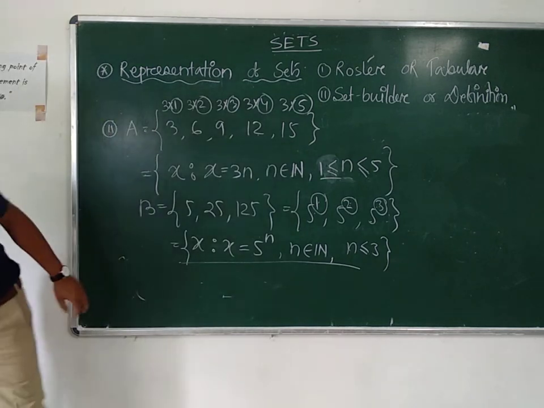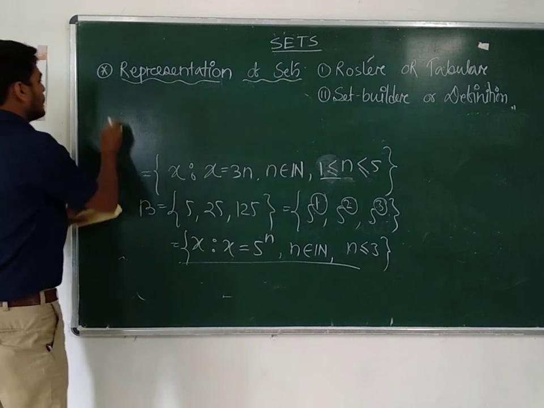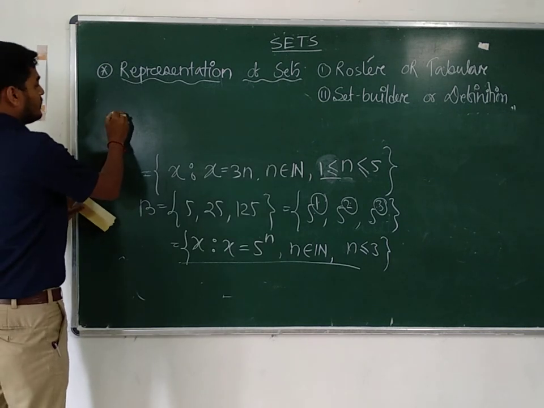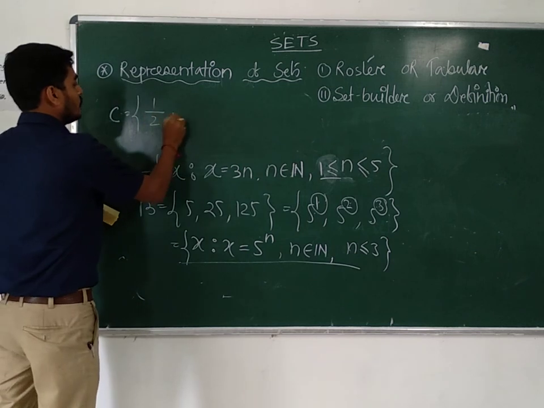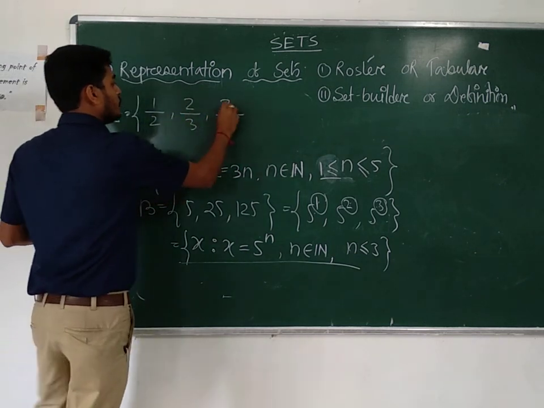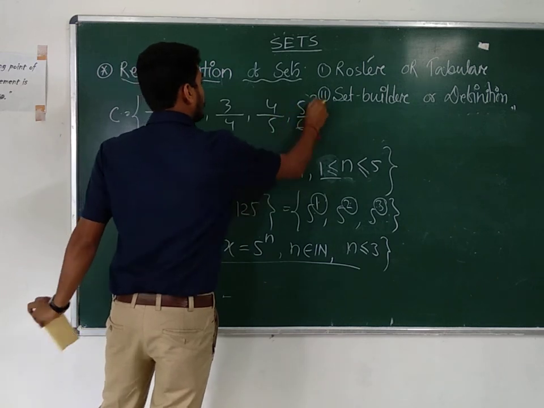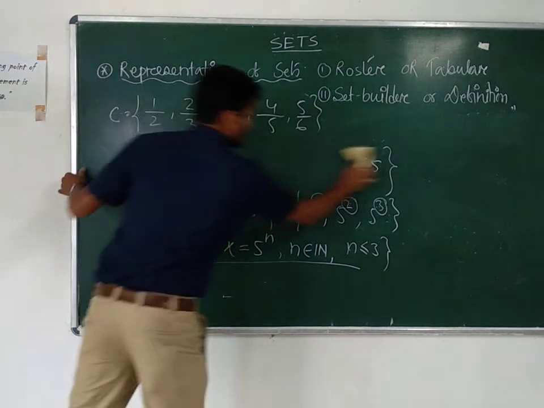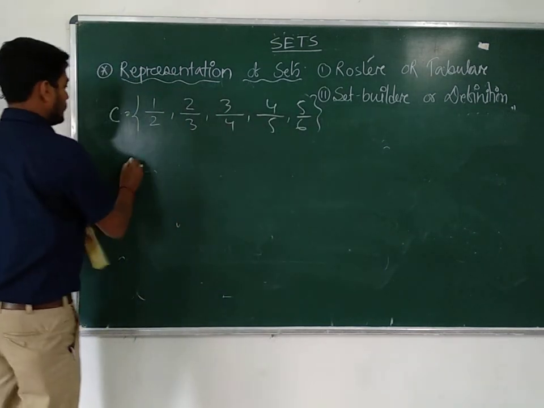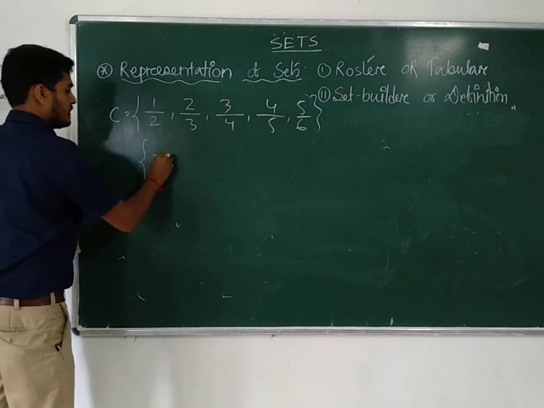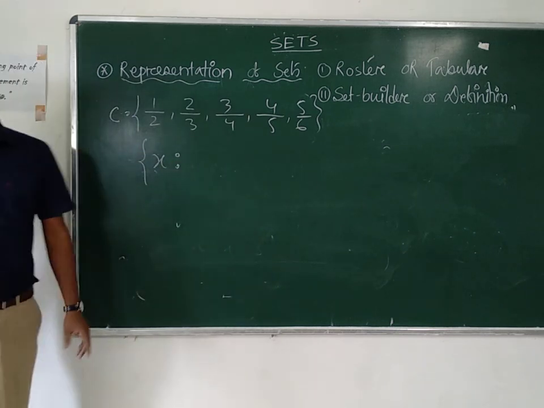Okay, so let us consider one other example. Suppose the question is given like that. Suppose C is equal to 1/2, 2/3, 3/4, 4/5, 5/6. So in the same way, first of all we consider a variable to represent it. So the variable is x, suppose. What is x? Already we have calculated x in the form of fractions.